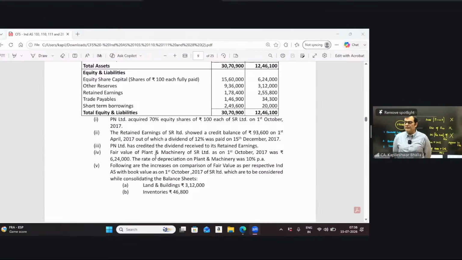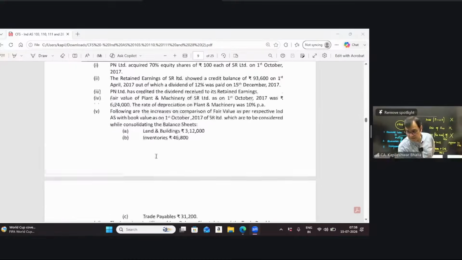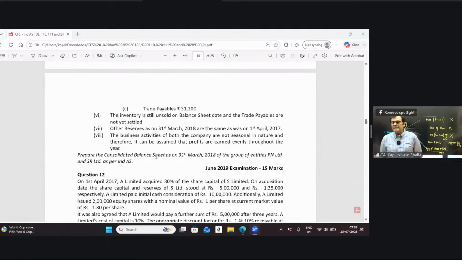Then it says the following are the increases on comparison of fair value as per respective Ind AS with book value on 1st October, which are to be considered while consolidating the balance sheet. So this is again a fair value adjustment in step number 2A and 7. Then it says the inventory is still unsold on the balance sheet date and the trade payables are not yet settled. Then it says other reserves on March 18 are the same as on 1st April 17. So other reserves on the balance sheet at the end and at the beginning of the year are the same. Then it says the businesses of both activities are not seasonal in nature and therefore it can be assumed that profits are earned evenly throughout the year.